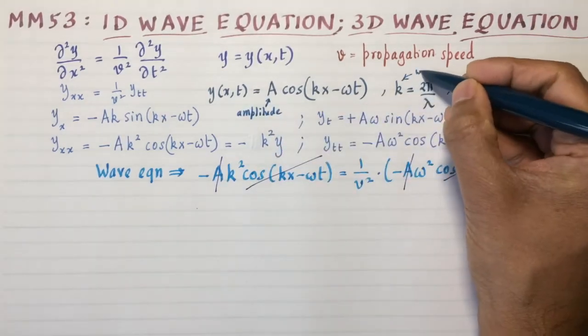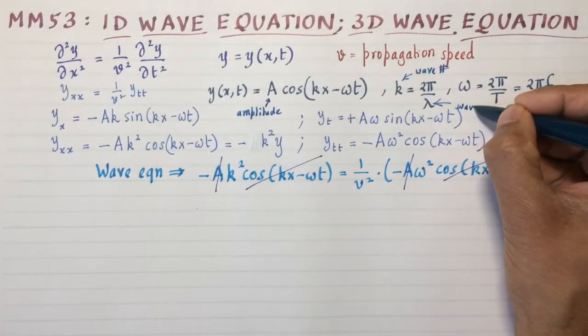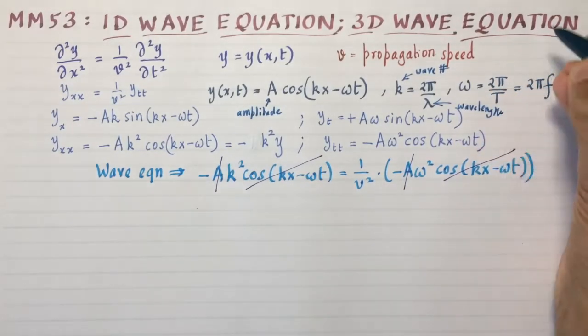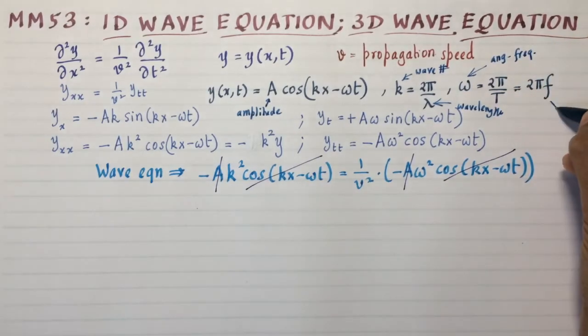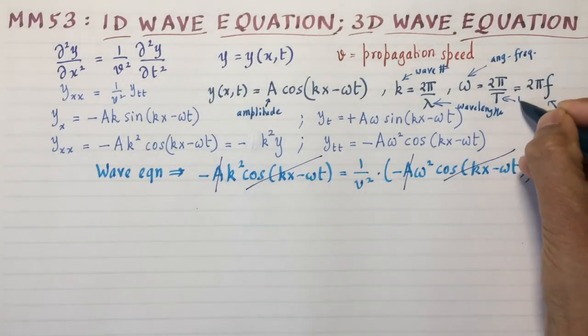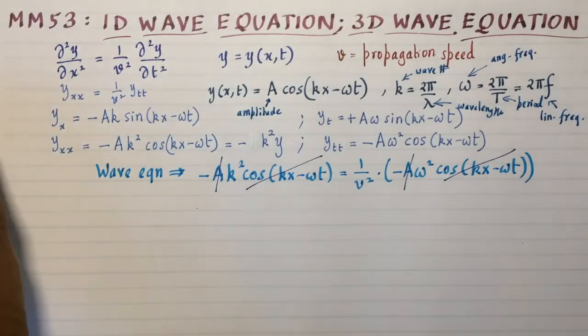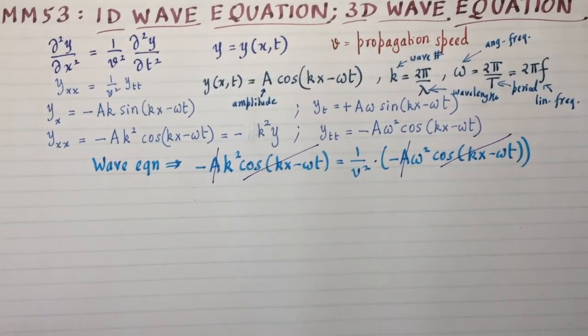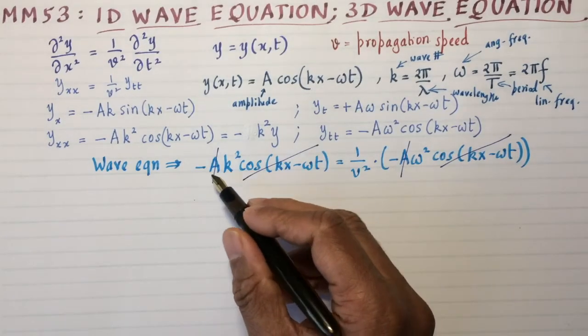K is called the wave number. Lambda is called the wavelength. Omega is called the angular frequency. F is called the linear frequency. And T is called the period. So a basic course in university physics would have covered these things in the first semester of university physics when you study waves. But it always is worth revising these things. The minus signs also cancel out.